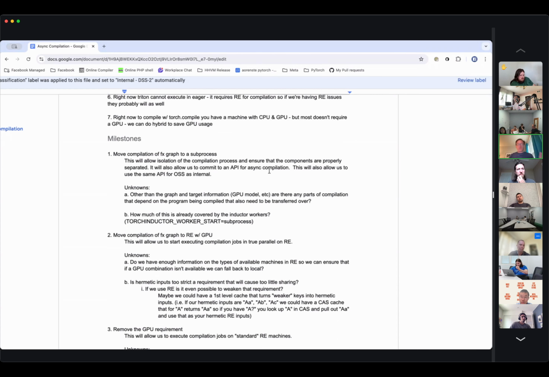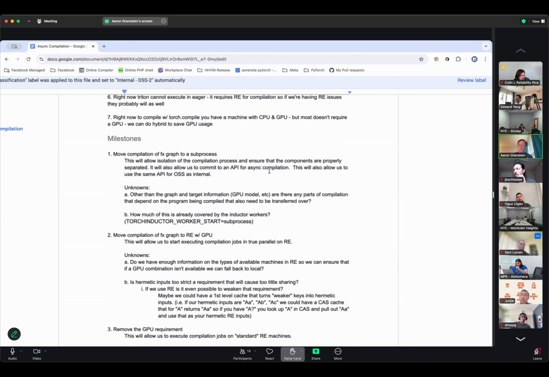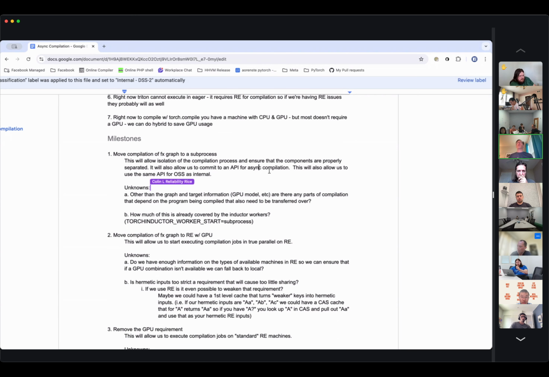So, returning to that first one, moving the compilation of FX graph to a sub-process lets us see that we're pushing the right data down there. The things I could think of that were unknown are, other than the graph itself and the target information, what parts of compilation that depend on the current program being compiled also need to be transferred over. How many of the guards or anything like that. And we already do some of this with the inductor workers, so there may be some overlap there where we can reuse some of that work.